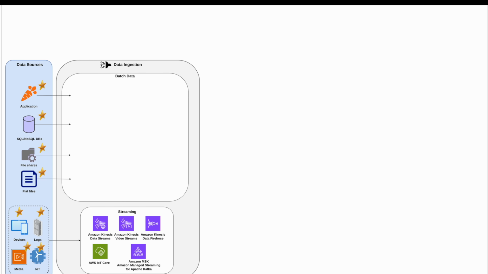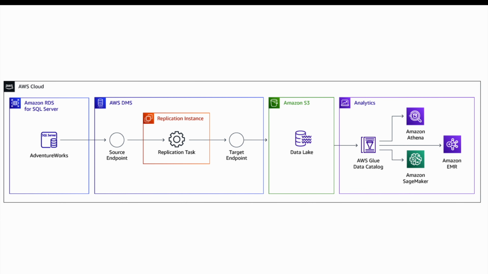AWS services for batch data. AWS Database Migration Service. They're unsung heroes who make sure your data does not get lost in the move. DMS supports replication and ingestion of data from active databases to AWS, allowing continuous operation of the source databases. The following diagram displays a high-level architecture of the solution where we use DMS to move data from a Microsoft SQL Server DB hosted on RDS to an S3 bucket.